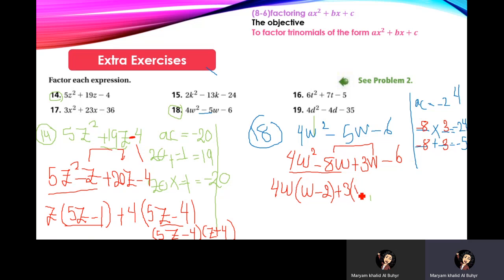So what is the remaining? w minus 2. Why? Because 3 times w is 3w, and 3 times -2 is -6. Just take this outside. w minus 2, and inside the remaining 4w plus 3. So that's problem 2.